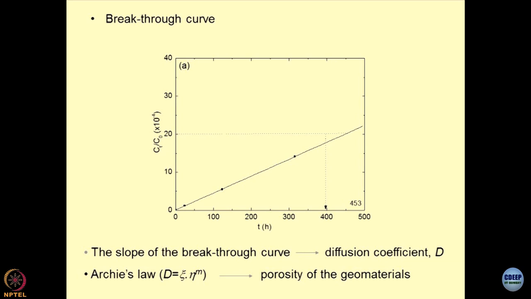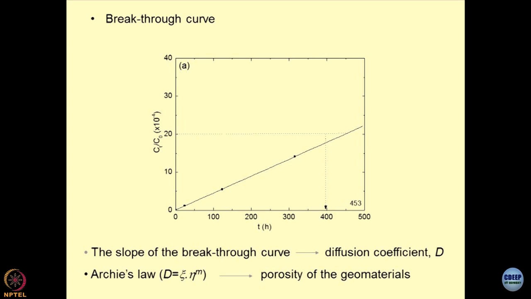This is another interpretation of the breakthrough curve. If you have Ct by C naught versus time, we take the slope of this curve, and this is what is defined as the diffusion coefficient, and there is a law defined as Archie's law. This is D equal to some constant multiplied by porosity to the power of another constant. If you see the papers published by my student Dr. Paresh Shah, we have tried to come out with a classification scheme for soils where we tested several soils and obtained a diffusion coefficient for different types of contaminants passing through these soils.